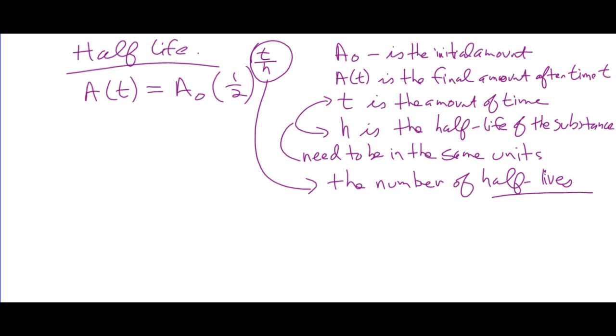If the half-life is 30 minutes and the time is 5 hours, 30 minutes is half an hour, right? So we'll have 5 divided by 0.5, and we'll go through 10 half-lives, right? So T over H is just the number of half-lives. Okay, let's do a question that uses this.